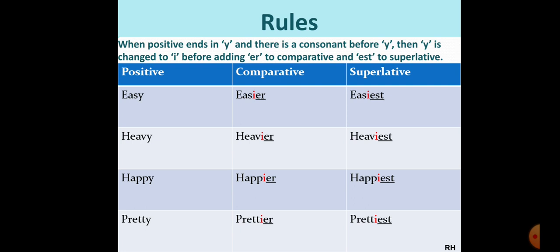Then Y. So what we will do, if the word is ending with Y and before that there is S, which is a consonant, what we will do, students? We will remove the letter Y, replace it with I, and then follow the simple rule of adding ER to comparative and EST to superlative. Replace Y with I if there is a consonant before Y. Okay, and then add ER to comparative and EST to superlative. So easy becomes easier and easiest in superlative.